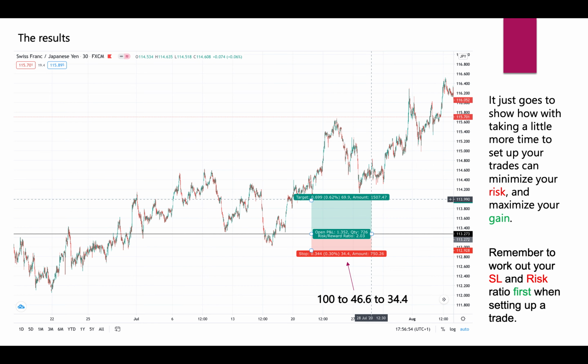Now, as I've mentioned at the start of the video, if you work out the stop loss and risk first, okay? Like I said, psychologically, you'll be more comfortable with the trade as it's panning out, all right? You'll know what you'll be risking, and you won't have to look at your phone as much, all right? You can leave it to do its thing, all right?